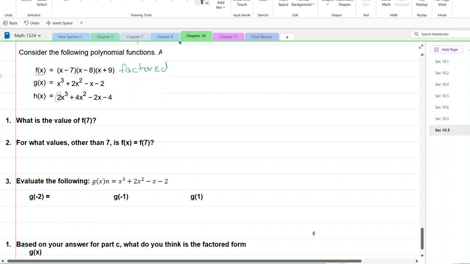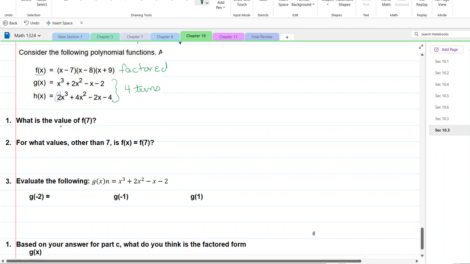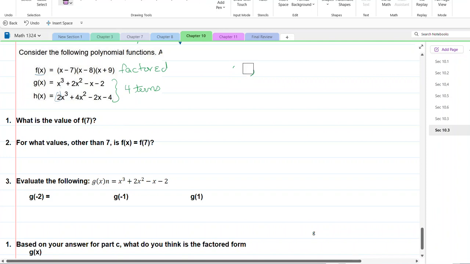These two are not, and they have 4 terms. All right. So they want first, what is the value of f of 7? All right. So if I have f of 7, and I should do my blue. Let me do the blue. Might show up better.